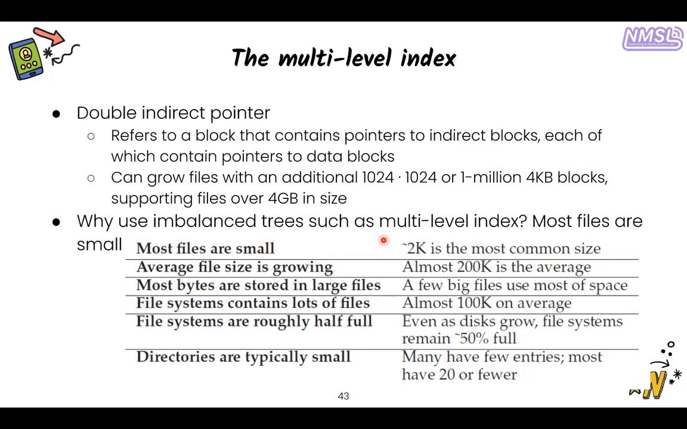And why would anybody do this? Well, people did some measurements, and they found out most files are very small, right? So you're going to have a large number of files, each taking up very little space. The most common size is around 2K. Then in those cases, you want to optimize the system, so you might want to have a multi-level index.